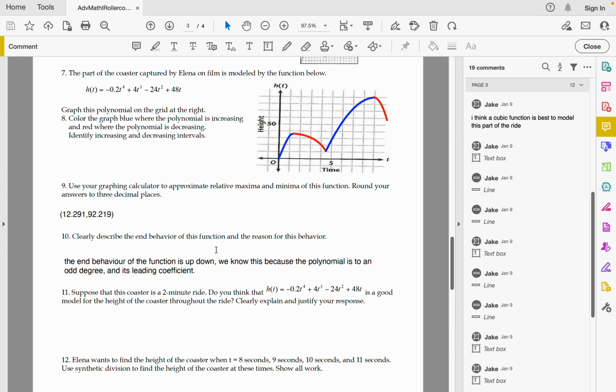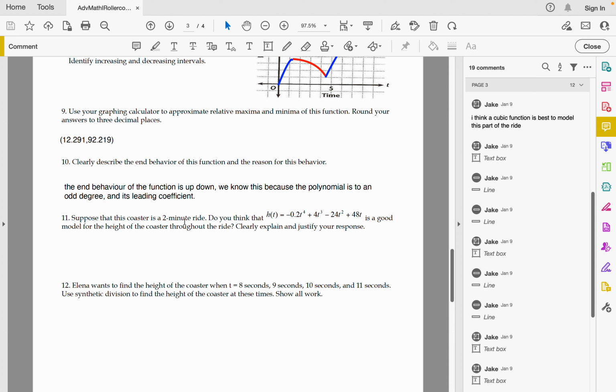Here you haven't done it at all. It says it's a 2-minute ride, and now we have to kind of change. Where are we dealing with t? You have to look at the function. Is t in seconds or is it minutes? Is this a good model, why or why not?